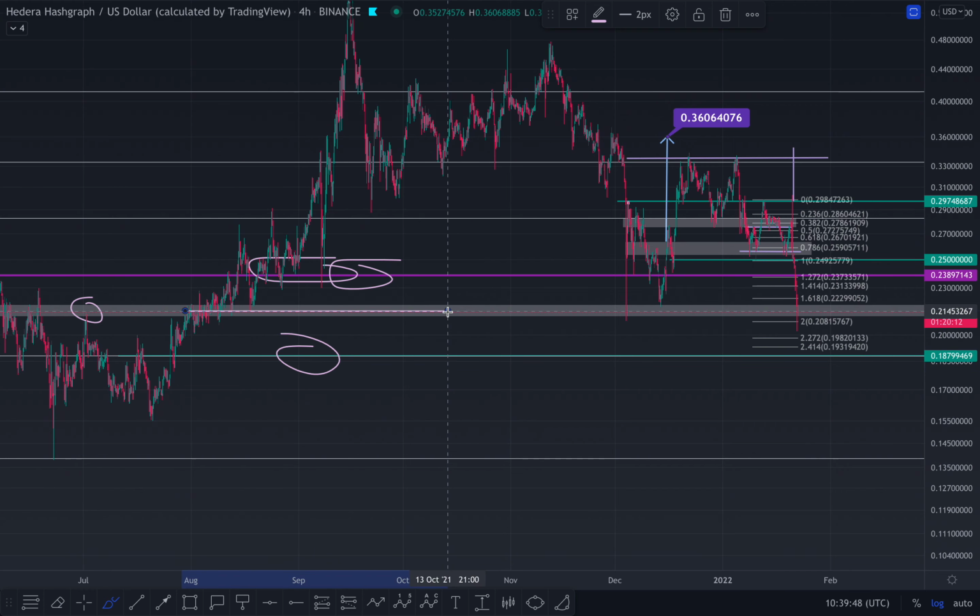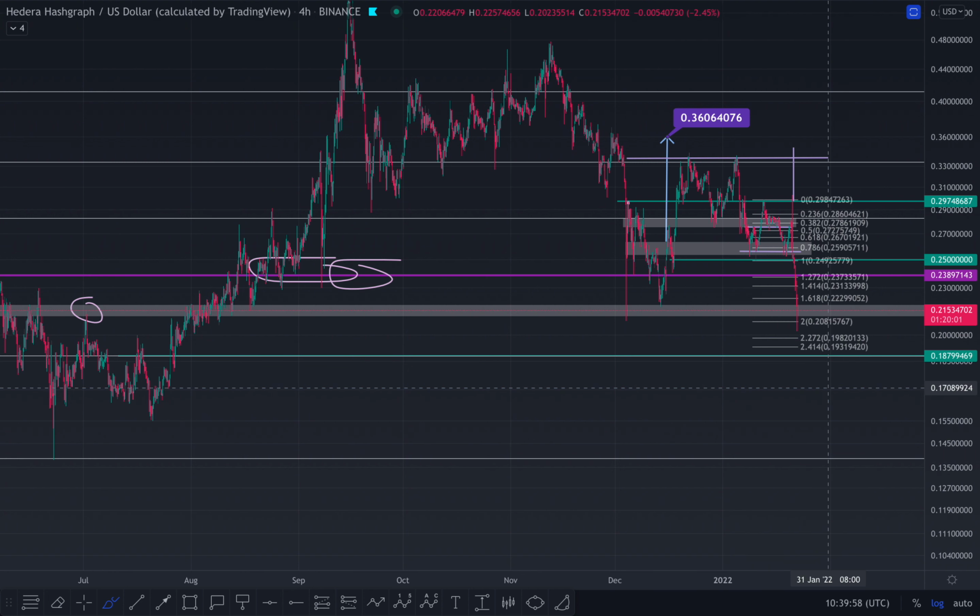We do have a midpoint though, and last time we got a bounce off the midpoint here as well, so we could get a bounce off the midpoint, but I would say that if we lose the midpoint, technically we're already in a target down at the 18 cent mark.